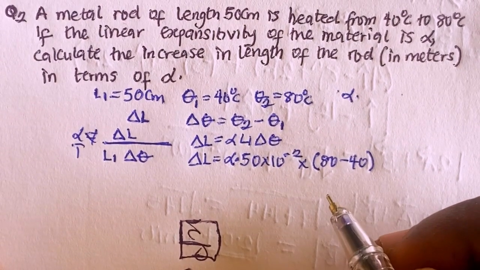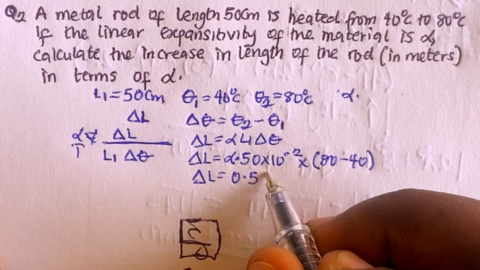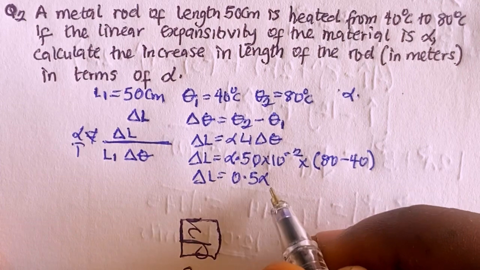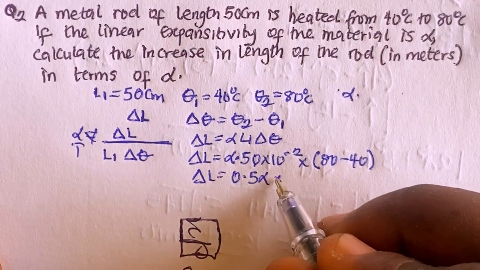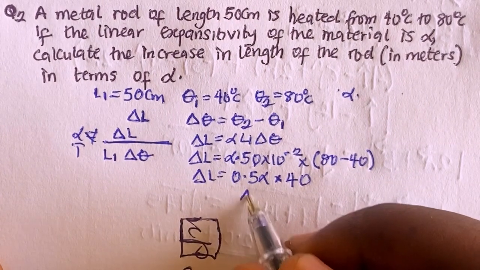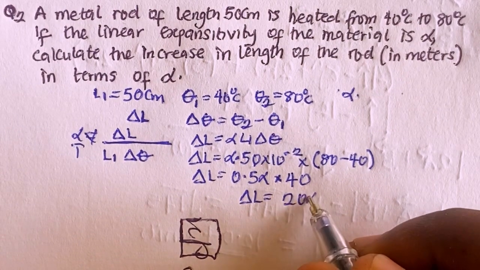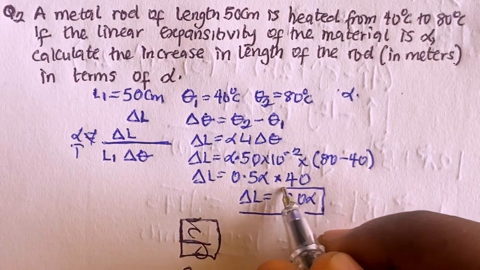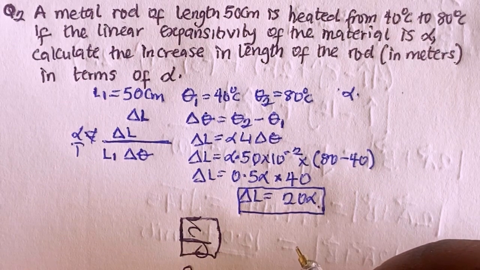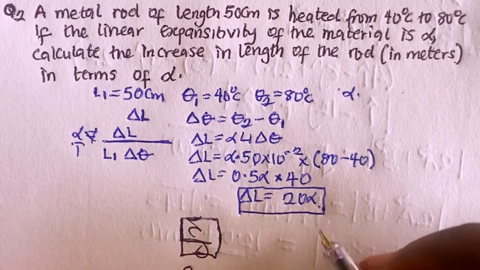So delta L equals 0.5 alpha, because 50 times 10 to the power minus 2 is 0.5, multiplied by alpha. Then multiply by 80 minus 40, which is 40. The change in length equals 0.5 multiplied by 40 times alpha, which gives 20 alpha. It shows that the change in length, which I'm asked to calculate in terms of alpha, equals 20 alpha. So the increase in length of the rod is equal to 20 alpha, and that's the answer.